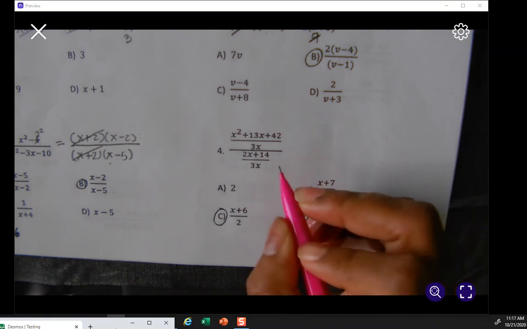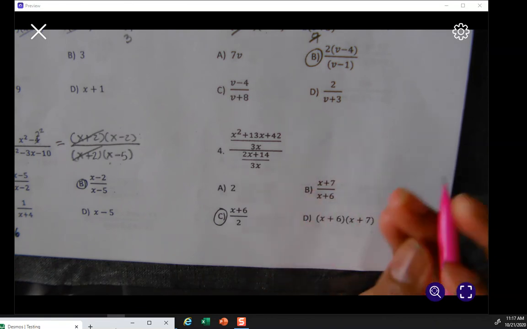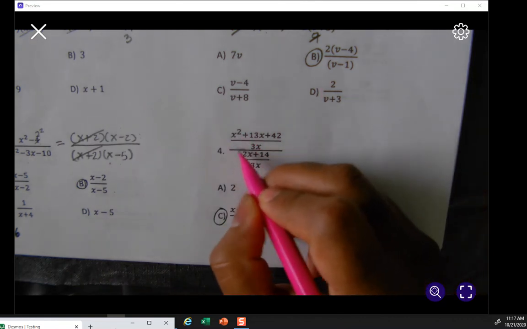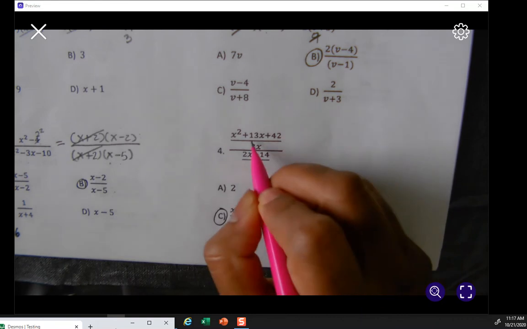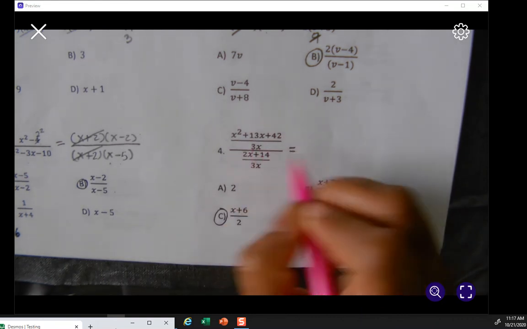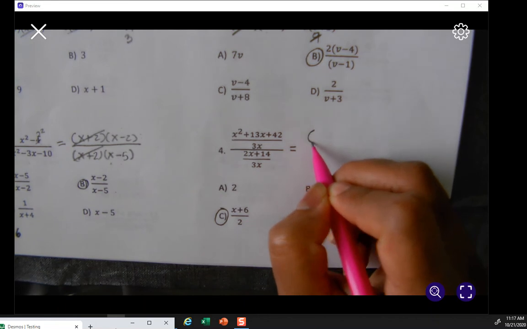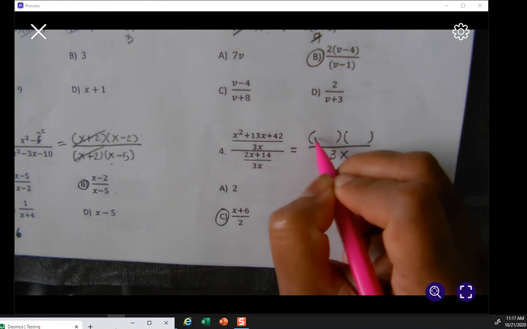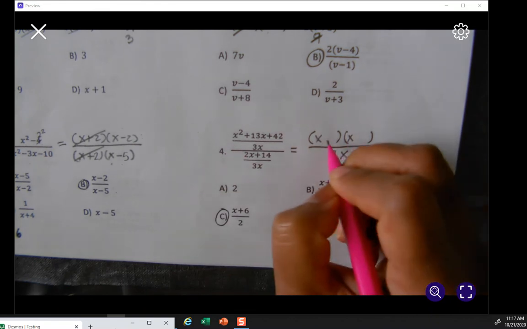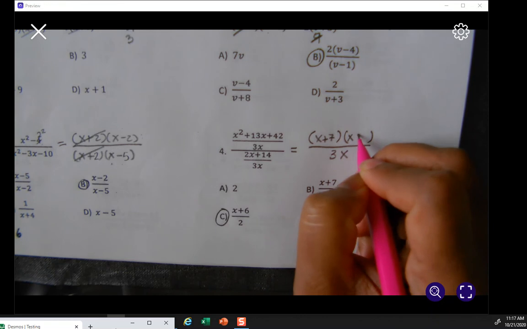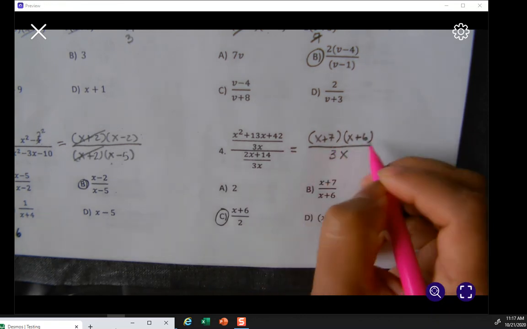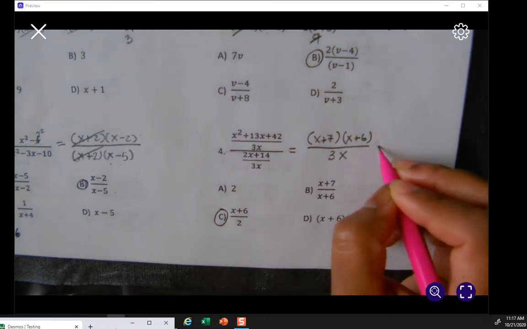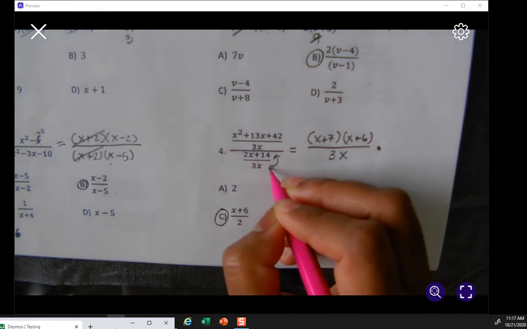If you're thinking, I hope she doesn't do this one by hand, I am going to do this by hand. So I'm going to take this and keep it in the numerator, and before I bring it over, I'm going to factor this out over 3x. So this is x, and then this is, let's do 7 times 6 is 42, 7 plus 6 is 13. Change this division to a multiplication, and then we're going to flip this.